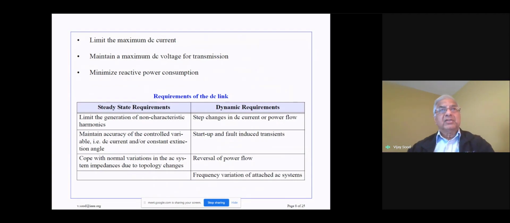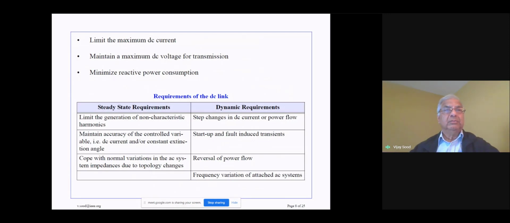So here are the primary functions for the DC controllers. First, they must limit the maximum DC current. This is because the valves have a very low thermal inertia. So any kind of excessive current in the valves could be dangerous for the valves. So we must limit the maximum DC current. Typically, this could be limited to maybe about 1.2 per unit value, but beyond that, the valves do not like having too much current going through them.